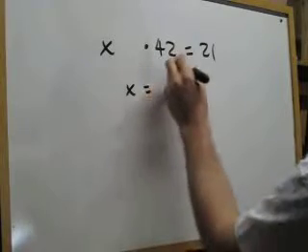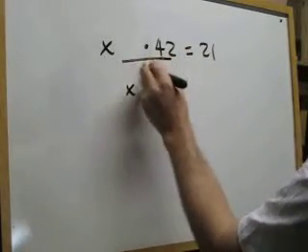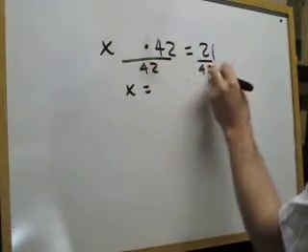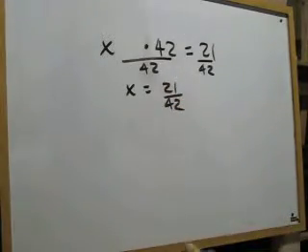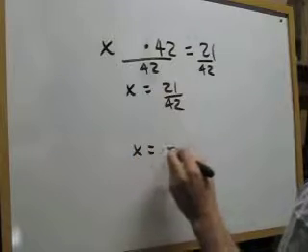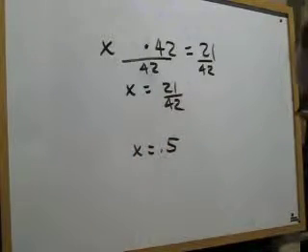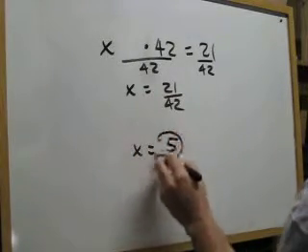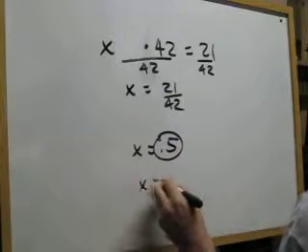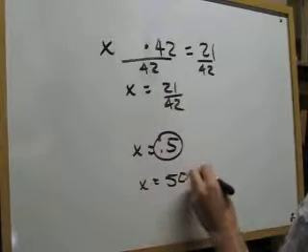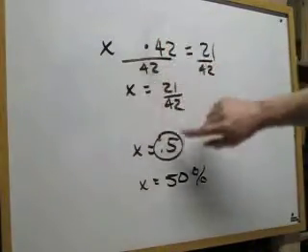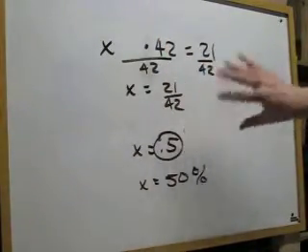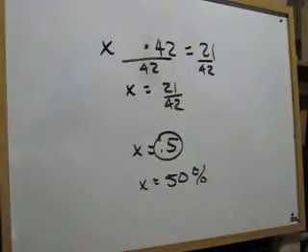X equals, we divide both sides by 42, and X is 21 over 42, and when you divide that out, X equals 0.5, or, because this is in decimal form, we need to change that to a percentage, 50%. So we didn't work with any percent up here, and our answer is a decimal, and we have to change it to a percent. And that's another thing to remember.